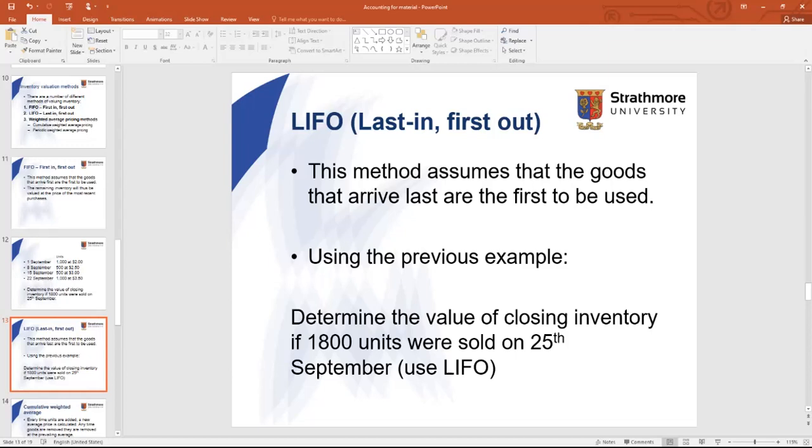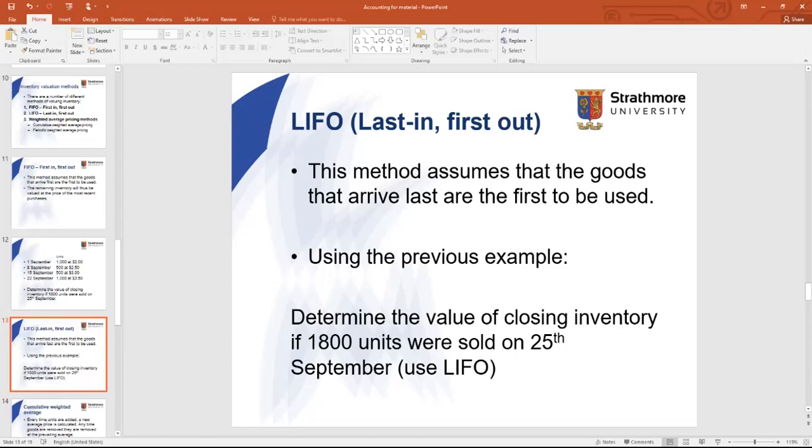Which means the cost of sale is going to be very high. Why? Because you're going to be selling items that have been acquired recently, when the price was high. So you need to get that distinction between the cost of sale and the closing inventory.